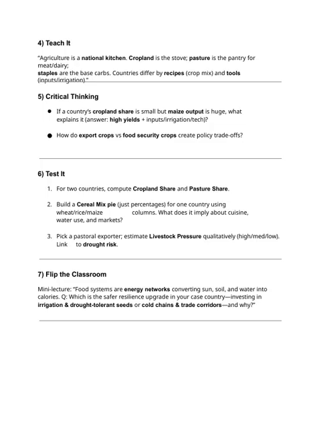Investing in irrigation and drought-tolerant seeds or cold chains and trade corridors. Think about which option would better safeguard food security and why. This kind of analysis helps us understand how to build resilient food systems that can withstand climate and market shocks.